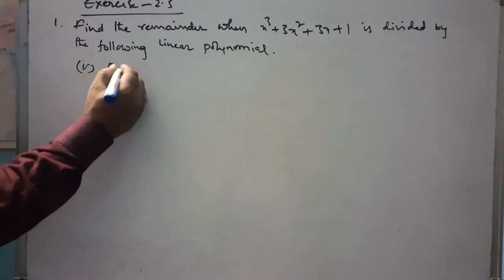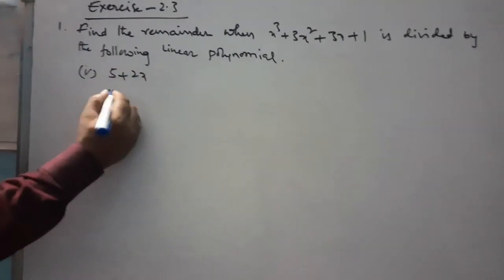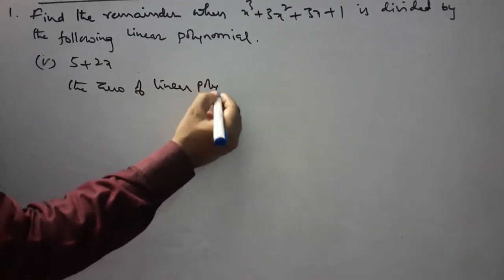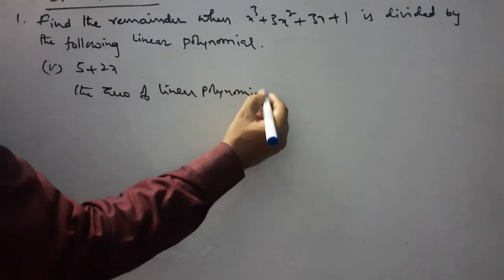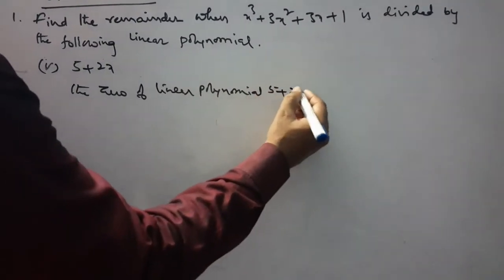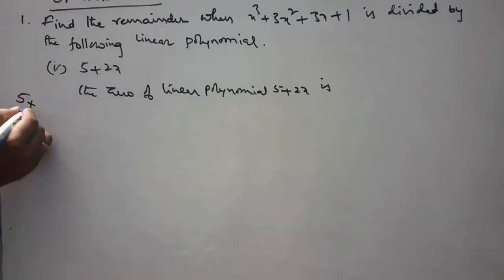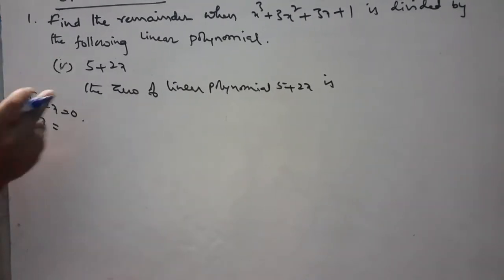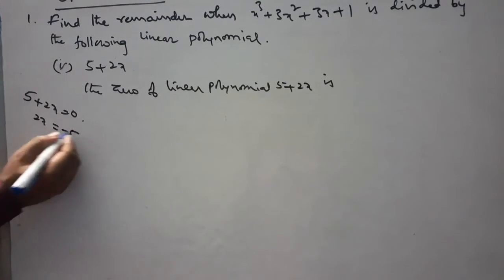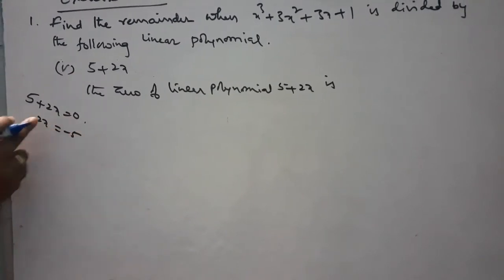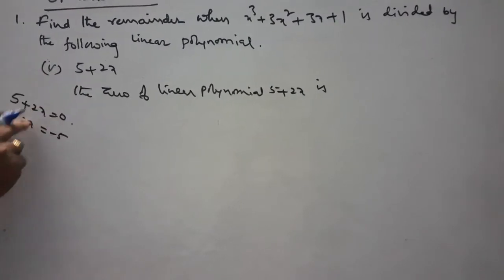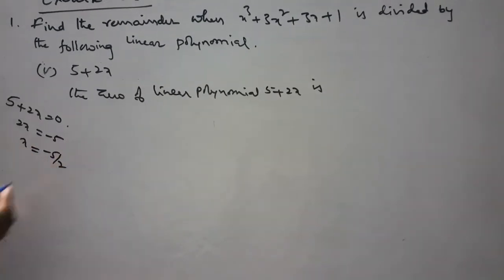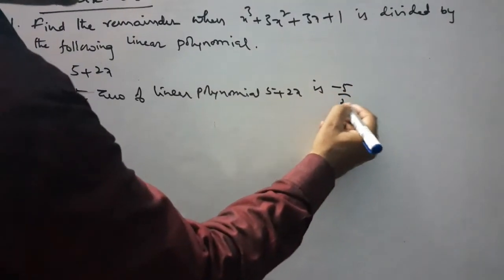Fifth one, 5 plus 2x. What is the zero of the linear polynomial? 5 plus 2x is equal to 0. So here 2x, transfer 5 from left side to right side, so plus 5 becomes minus 5. If you transfer 2 from left side to right side, it is a multiple of x, so it will become the denominator. So x is equal to minus 5 by 2. So here the zero is minus 5 by 2.